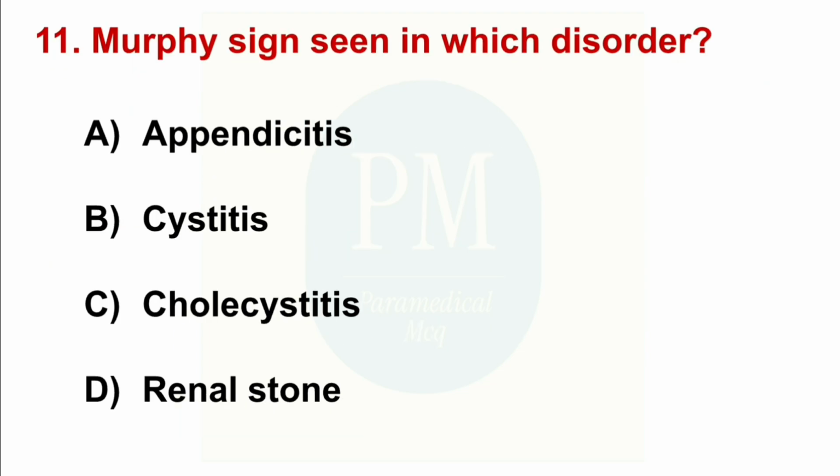Murphy sign is seen in which disorder? Option A: appendicitis. Option B: cystitis. Option C: cholecystitis. Option D: renal stone. The correct option is option C: cholecystitis.